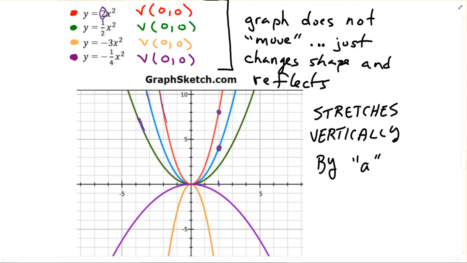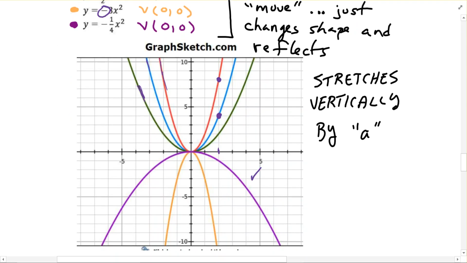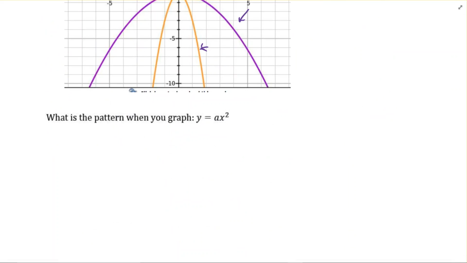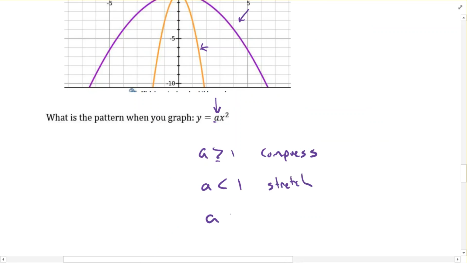And then the other thing to notice here is that if you get a negative out front, it flips it, so it's upside down. That's why that purple and yellow one are upside down, right? You can think about it the same way as we talked about before: if it's a positive number out front, then it's a happy face. If it's a negative number out front, it's a sad face. So you should be able to use that to figure out which way it opens. Okay, so what is the pattern when you graph y equals a times x squared? It's that stretch factor. If a is greater than 1, it's going to compress. If a is less than 1, it's going to stretch. And if a is negative, then it's going to flip.